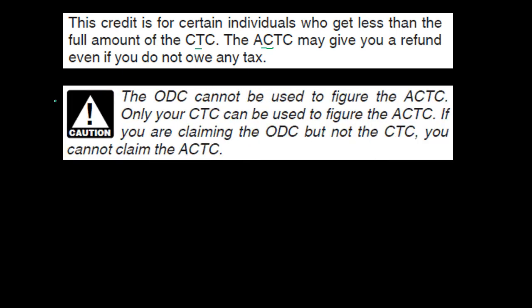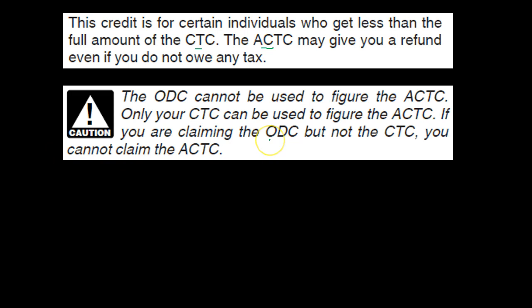Back to the text. The ODC, or the other dependent credit, cannot be used to figure the ACTC, or the additional child tax credit. Only your CTC, child tax credit, can be used to figure the ACTC. If you are claiming the ODC, other dependent credit, but not the CTC, child tax credit, you cannot claim the ACTC, additional child tax credit. So what does that mean?